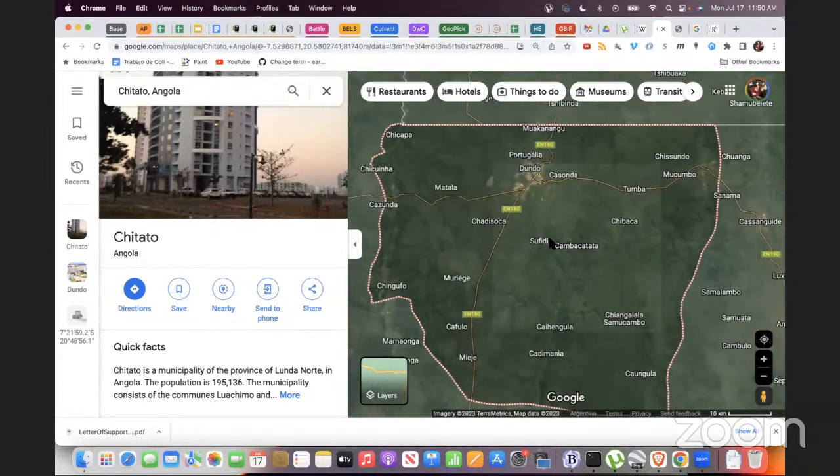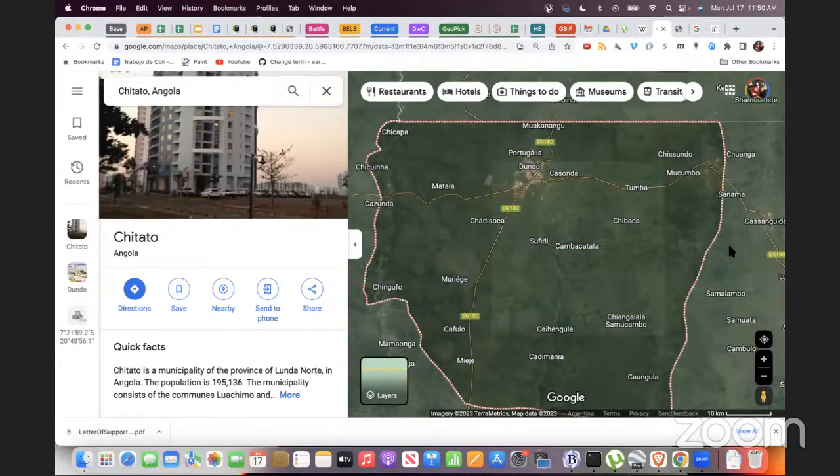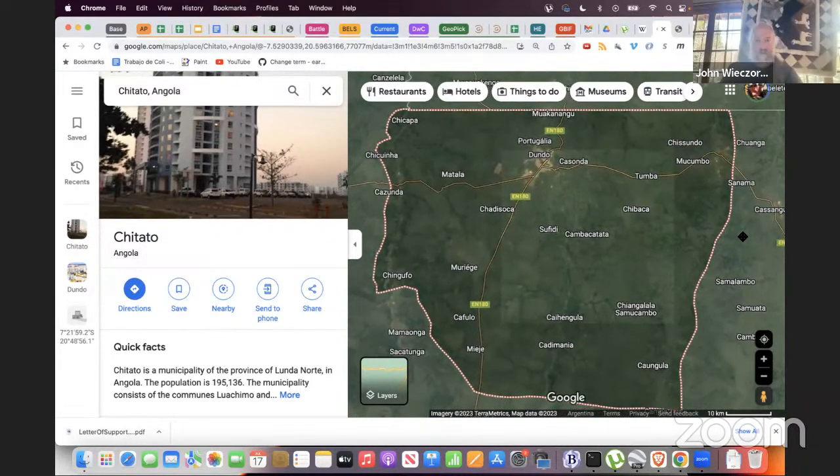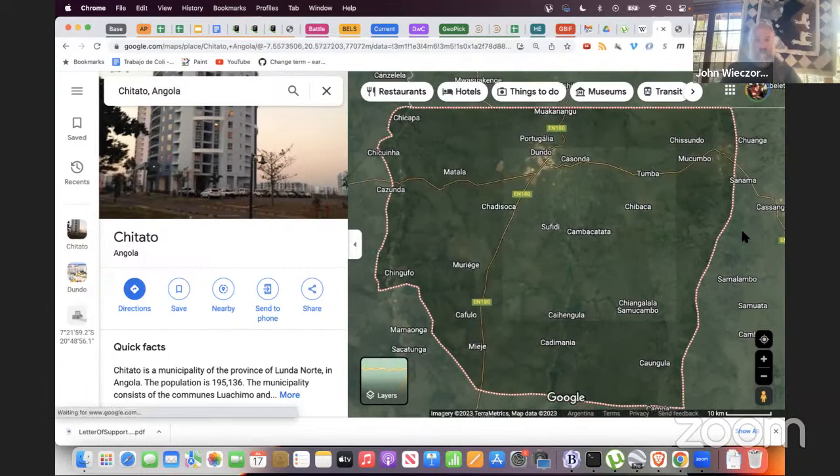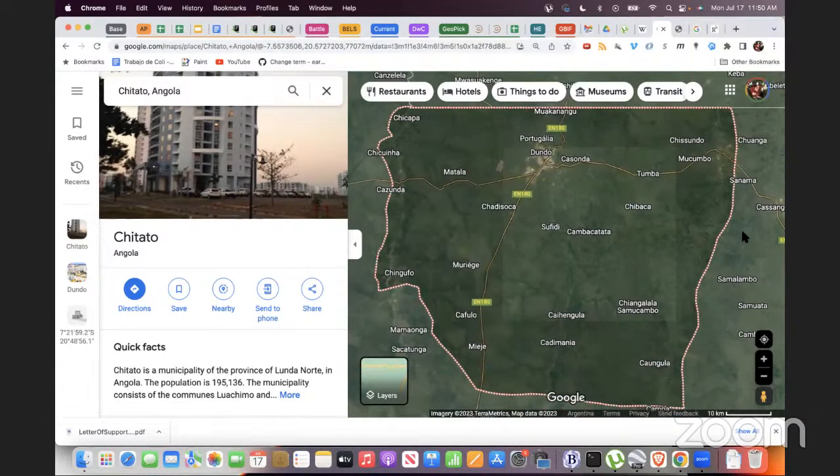Dundo. Okay, are you able to see my screen right now with the polygon for Chitato? No, I think it is the problem. Is it my problem of internet? I don't know.